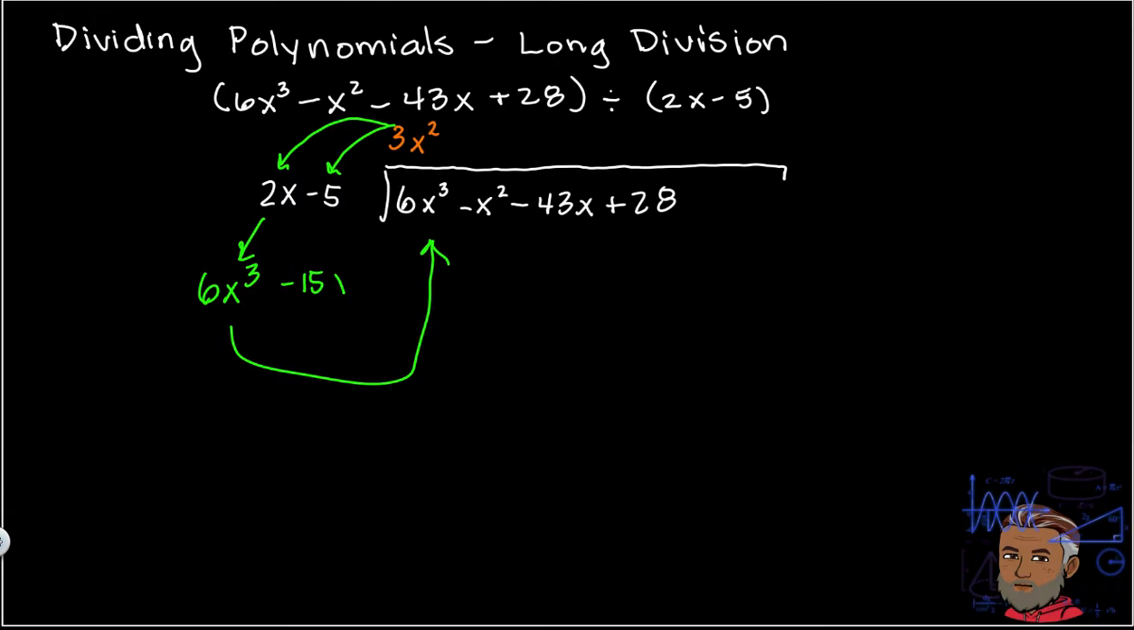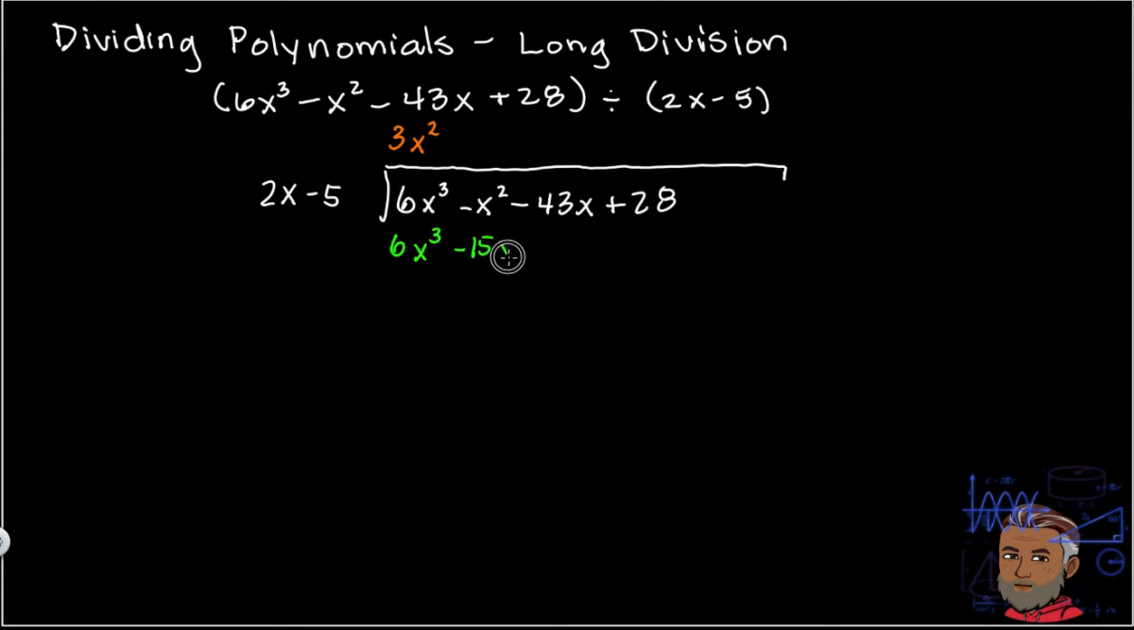So first step, figure out what we need to multiply by. Second step, actually do that multiplication, so go ahead and distribute it. We're going to multiply 3x squared times 2x. That's 6x to the power of 3. And then we're going to multiply 3x squared times negative 5, which is negative 15x to the power of 2. Okay, so that's step number 2. One more time. Step number 1, the orange step, figure out what we need to multiply by to match the 6x to the power of 3. Second step, distribute whatever you need to multiply by.